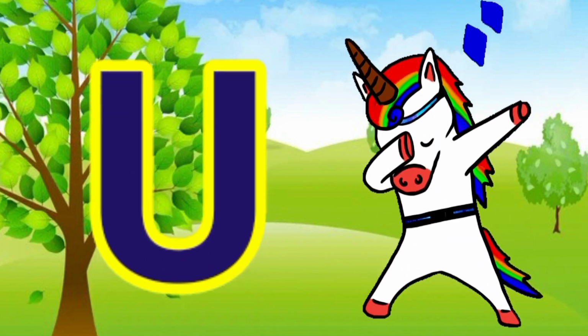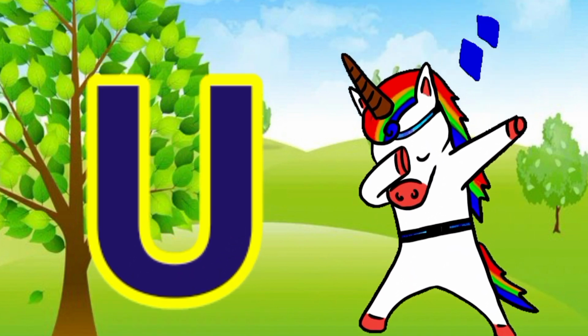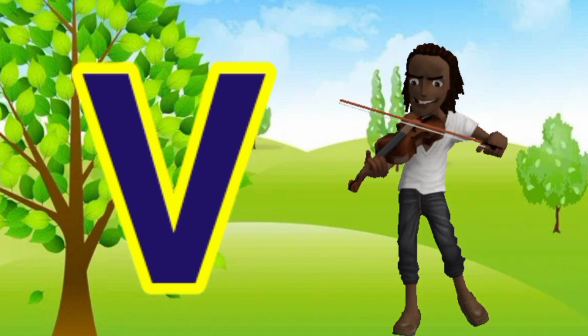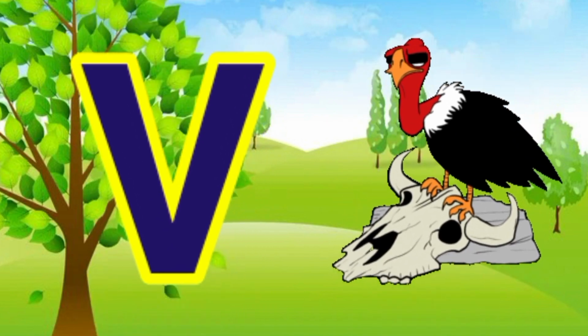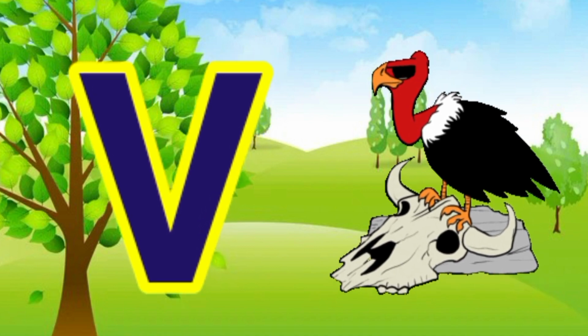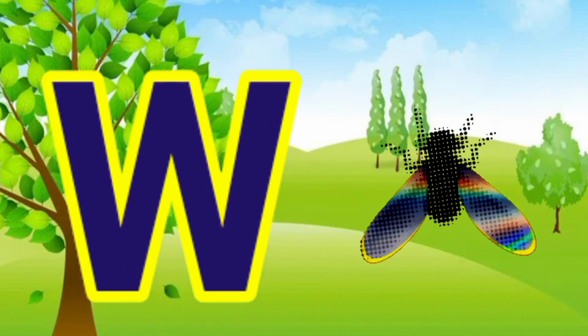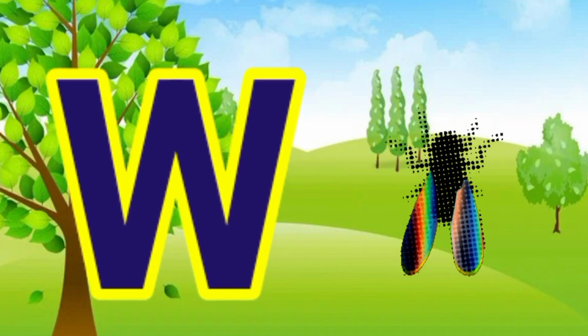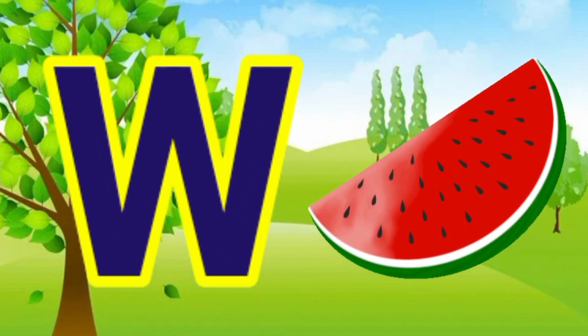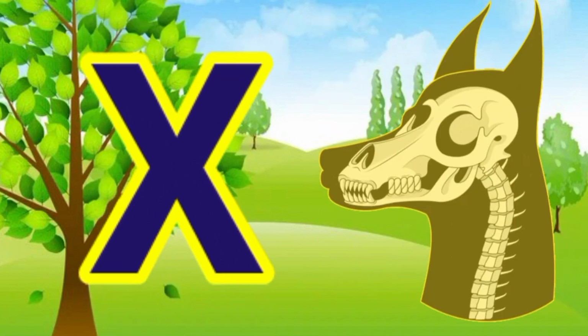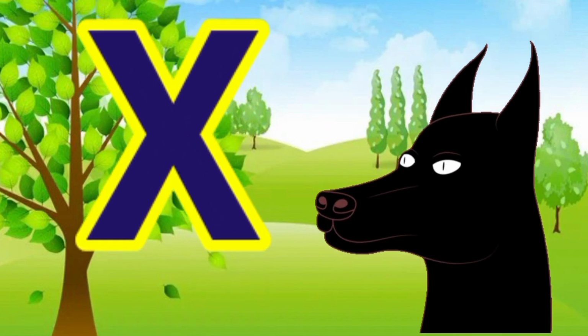U for unicorn. U for unicorn. V for violin. V for violin. V for vulture. V for vulture. W for wings. W for wings. W for watermelon. W for watermelon. X for x-ray. X for x-ray.